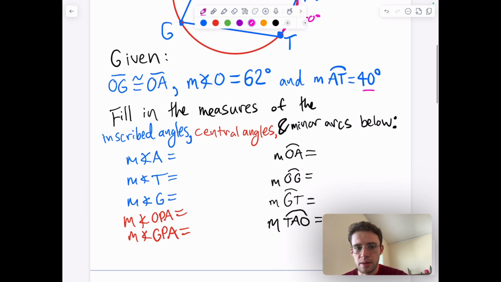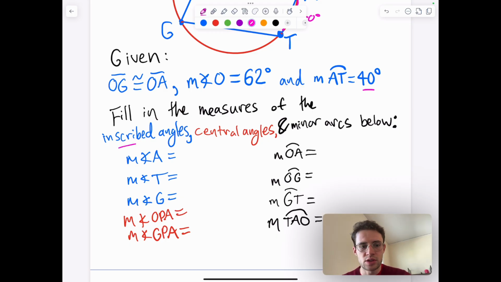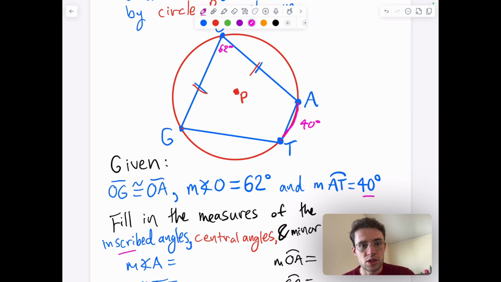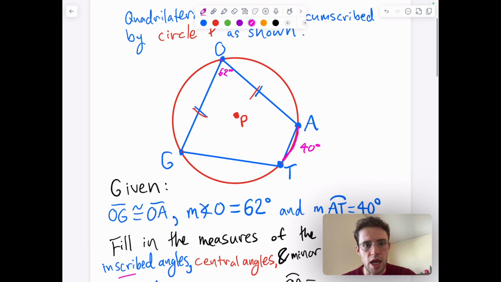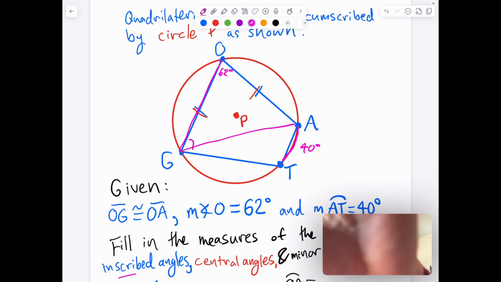We need to fill in the measures of the inscribed angles. Inscribed angles are angles that start from a point on the circle, extend to a point on the circle, and then extend back to another point on the circle. So for instance, OGA, this angle here, would be an inscribed angle. It's extended as far as it can.